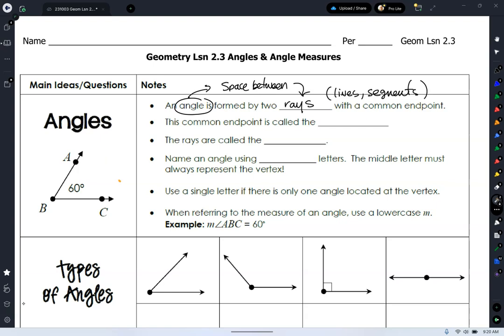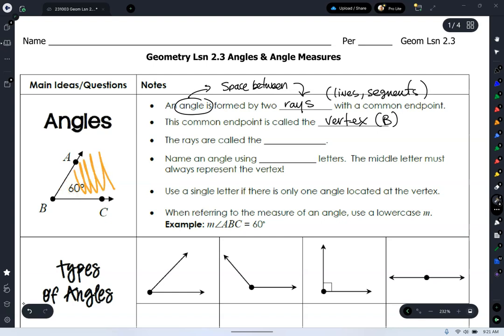Now, these two rays, lines, or segments have a common endpoint. Okay, you can see here that this ray, ray BA, and ray BC have a common endpoint of B. And that's what we call the vertex of the angle. So the vertex is the common endpoint, or the place where the rays, lines, or segments meet. Okay, that's what we call the vertex of the angle. So if I'm talking about this space right here, this angle, then if I say what's the vertex of that angle, it's the common endpoint of the two straight paths that formed that space in between. Make sense? That's the vertex.